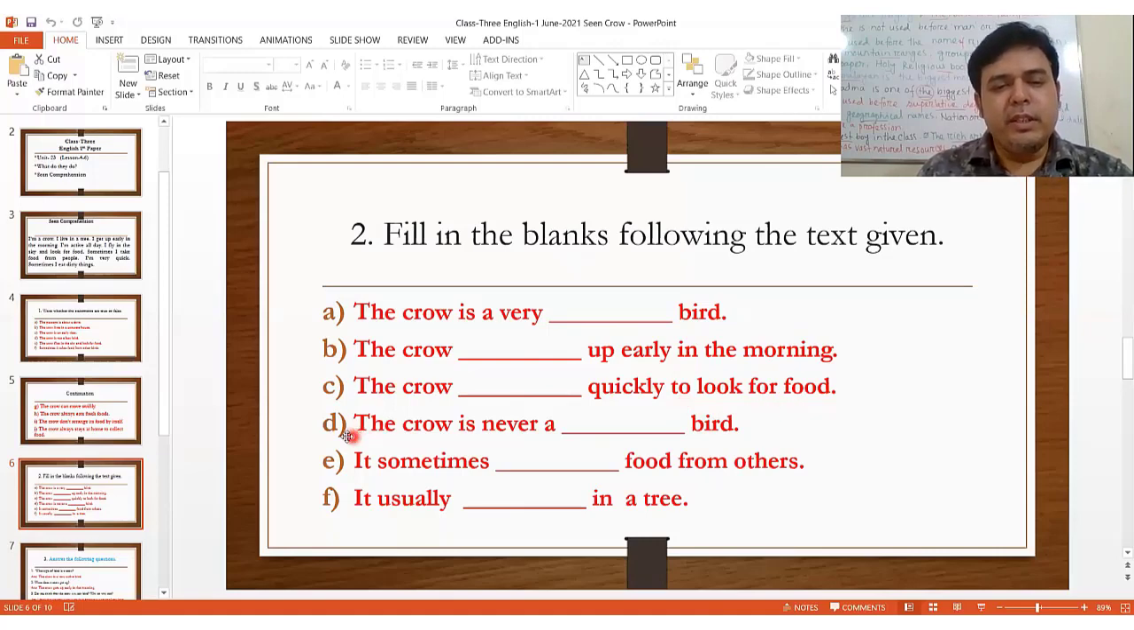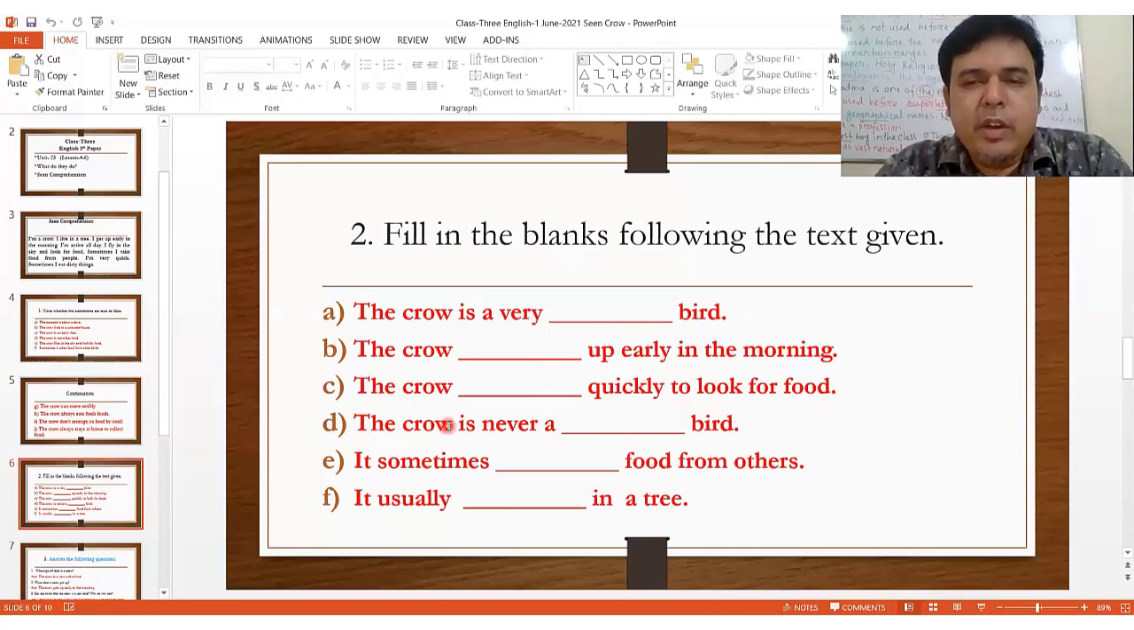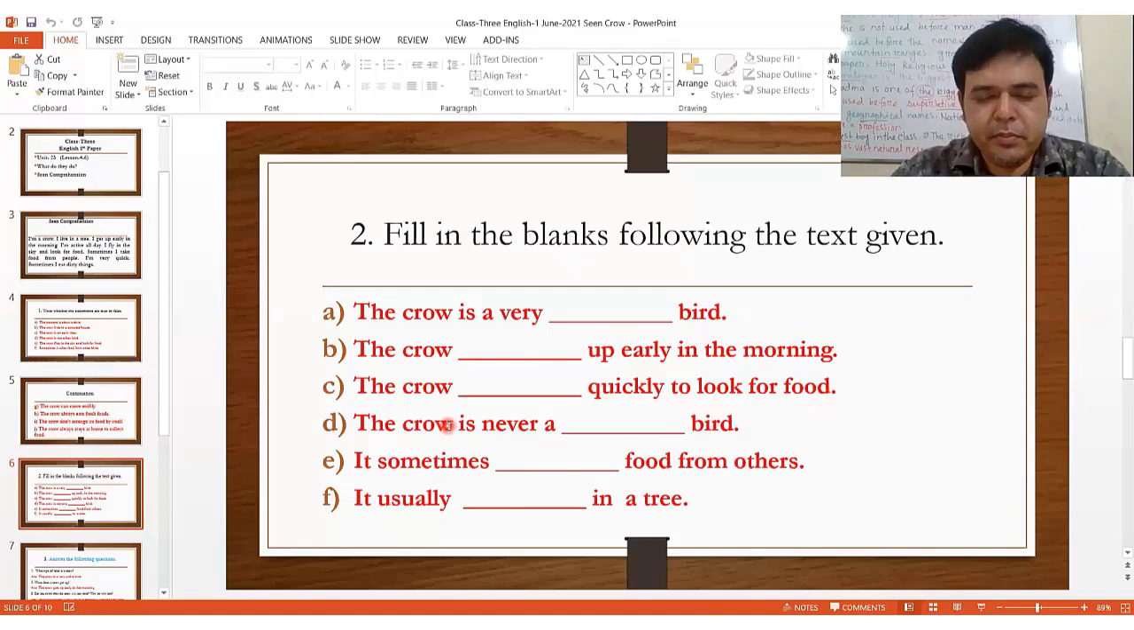And the next one, D, the crow is never a dash bird. We have already discussed this sentence in true false. So the crow is never a lazy bird. Never a lazy bird.